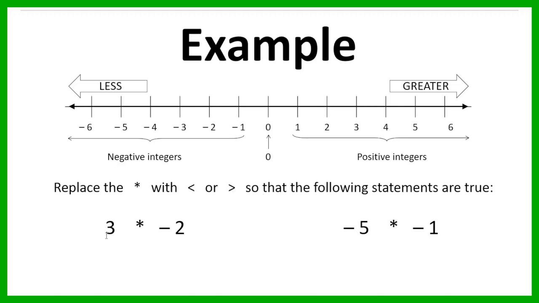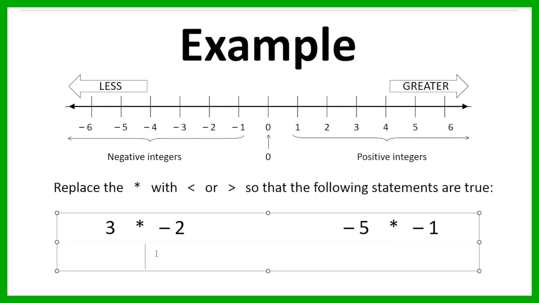So over here, I've got the number 3 and the number minus 2. So 3 is over here and minus 2 is over here. So if I look at where they are on the number line in comparison to each other, 3 is further to the right than minus 2, which means that 3 is greater than minus 2. So over here, I've got 3 is greater than negative 2.